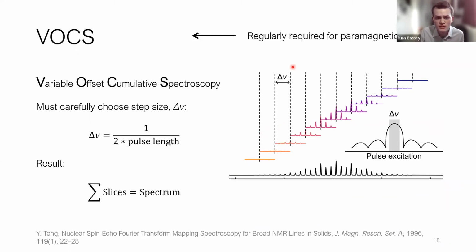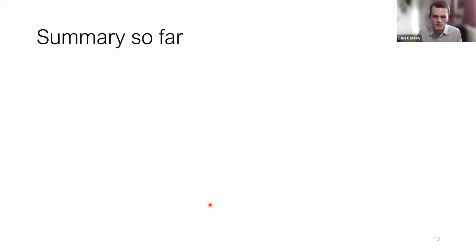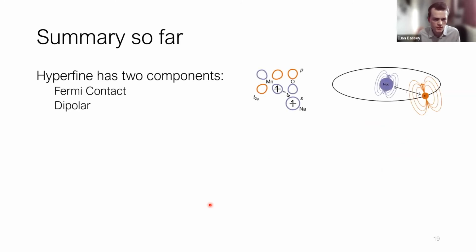Essentially, the step size that you're after is basically the inverse of the pulse length, approximately. And to get the overall spectrum, all you have to do is sum up all of the slices. And this is regularly required for paramagnetic 17O, and I have also used it for magnesium, as you will see later. So, summary so far, hyperfine has 2 components, as we already know.